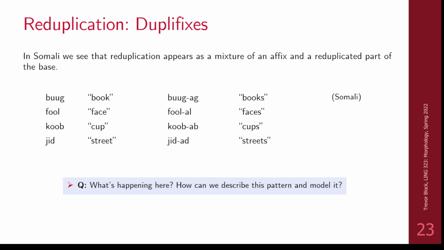Now finally, one of the last exciting patterns we're going to look at is called a duplifix. And this is like a combination of affixation, hence the fix, and reduplication, hence the dupli. So something is being taken from the base and something is being added. So let's just take a look at this data. We have boog to boog-ag for the plural form, so singular to plural. Fool to fool-al, kub to kub-ab, jid to jid-ad.